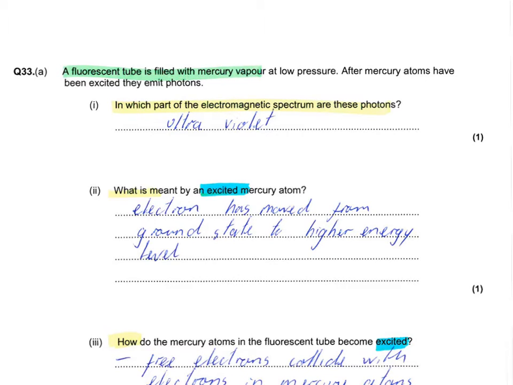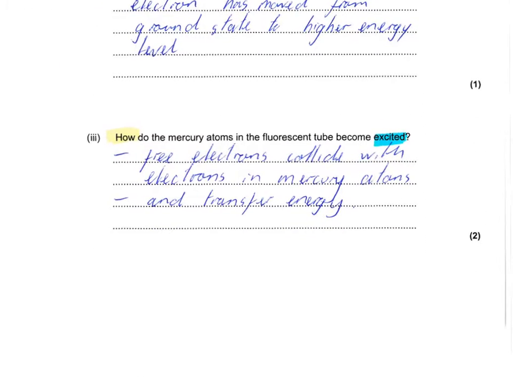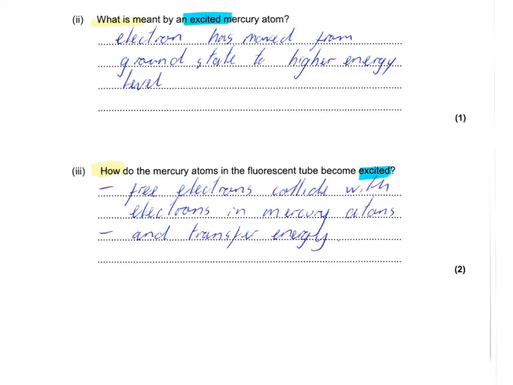What do we mean by an excited mercury atom? So we've got an electron that's moved from a ground state to a higher energy level. Basic description of what excitation means, or being excited, is.